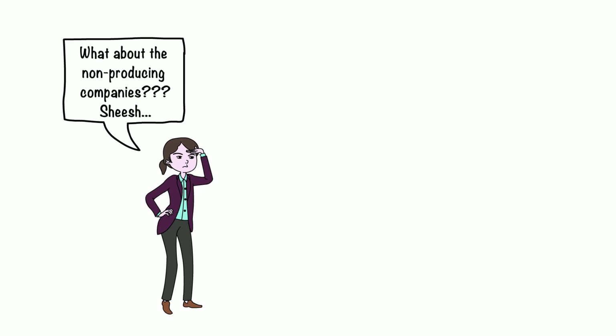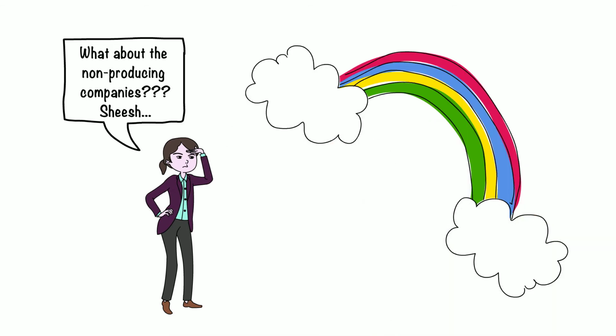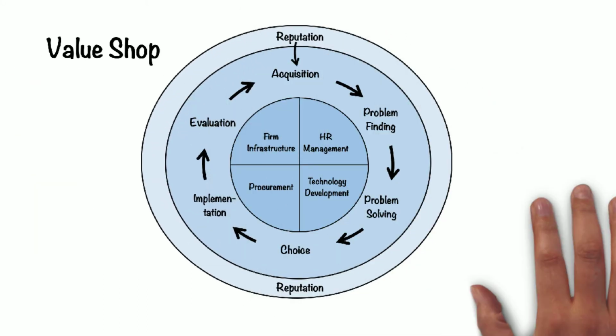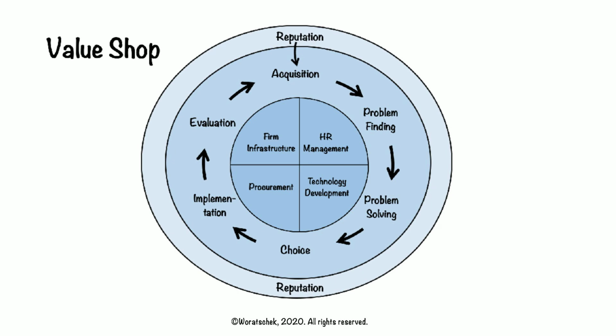This was the justified criticism and demand for further development. And suddenly, two gentlemen named Stabell and Fjeldstad came and developed two further basic value configurations in 1998. So, curtain up for the value shop. The attentive viewer will quickly notice that the primary activities differ significantly from those in the value chain. This configuration represents the individual solutions to customer problems that is a widespread approach among service companies. It is important that these are individual problem solutions and not standardized ones.